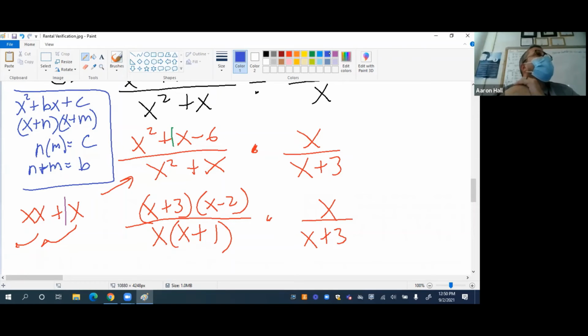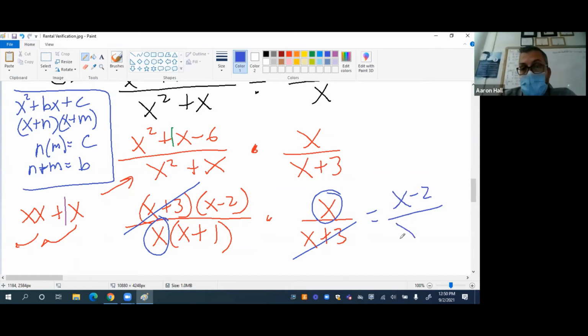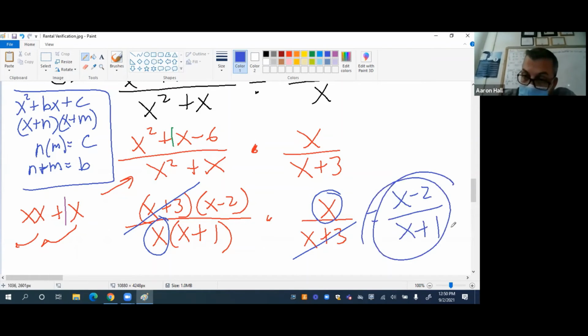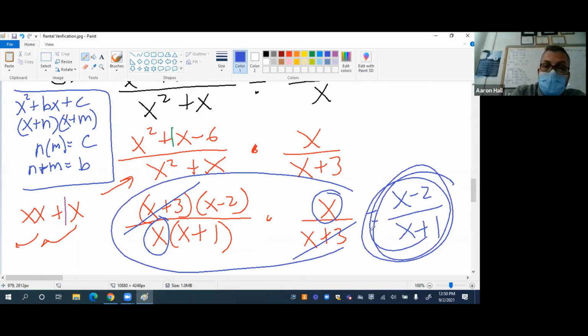Yes, Natalie. Get rid of the x, okay, because x divided by x is what? It's just 1. And then x plus 3 divided by x plus 3 is? Leaving me with what? What's my answer? x minus 2 over x plus 1. Okay. Is this equivalent to this?